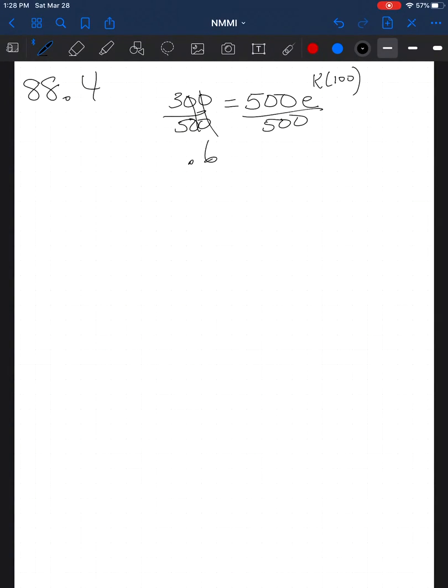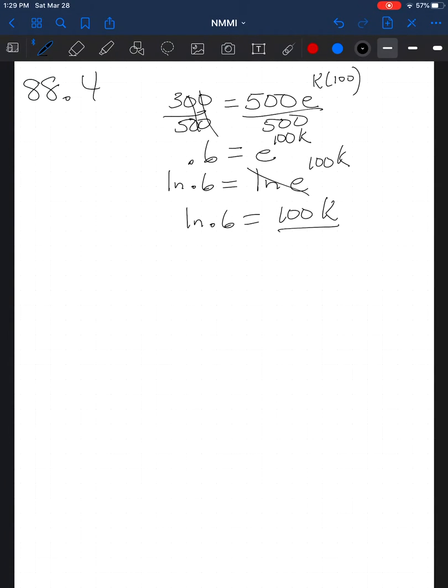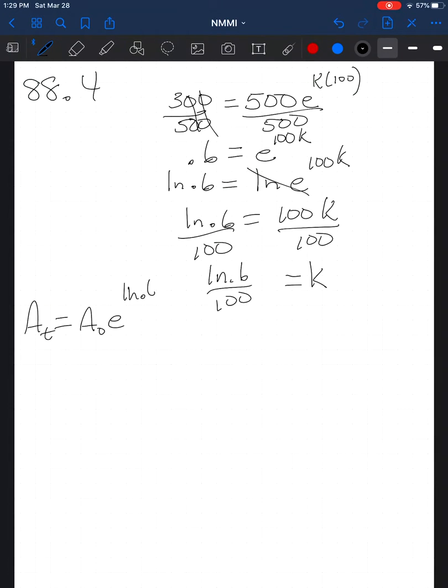So that's 0.6 equals e to the 100k. And by now you get the drift. We're going to take the natural log of both sides. That'll cancel. ln of 0.6 equals 100k. Divide both sides by 100. So there's our constant. Okay, so the equation becomes A of t equals, I'm just going to leave A not there because that's not really the initial amount. Okay, so there's the equation.